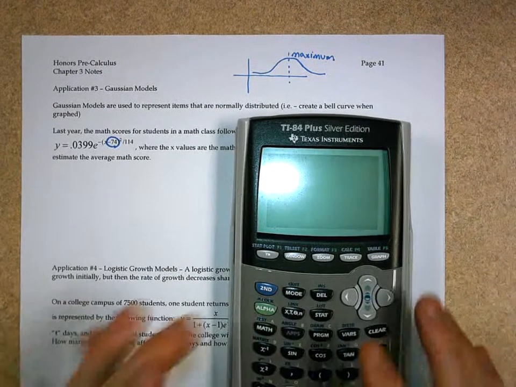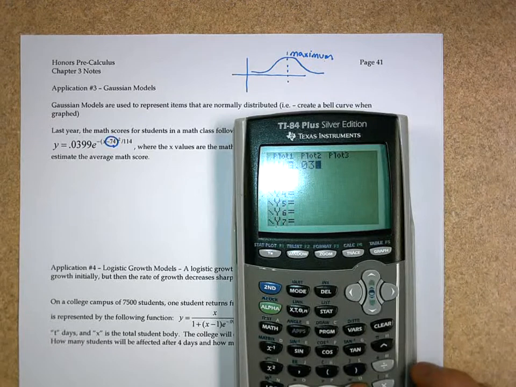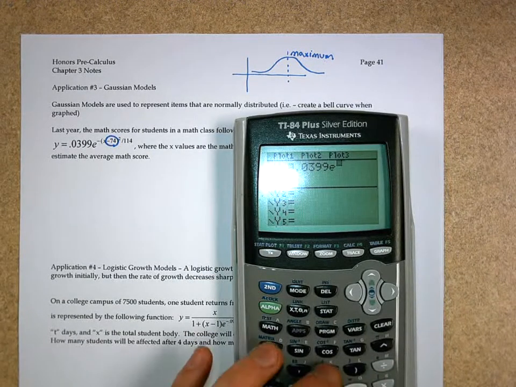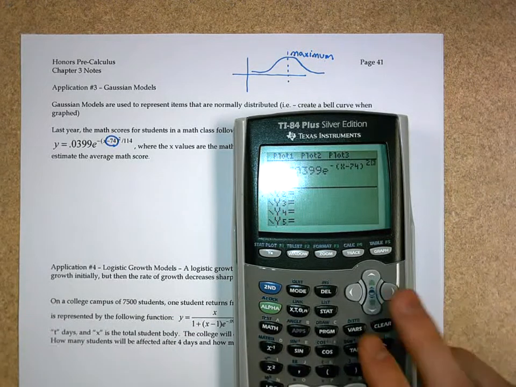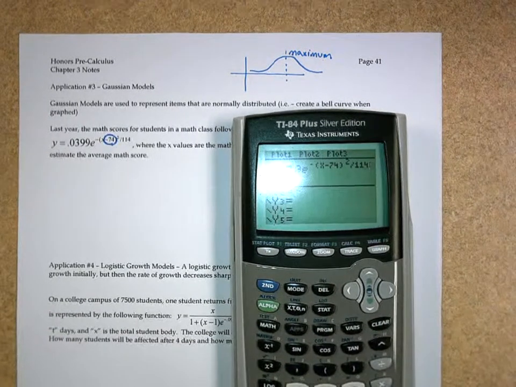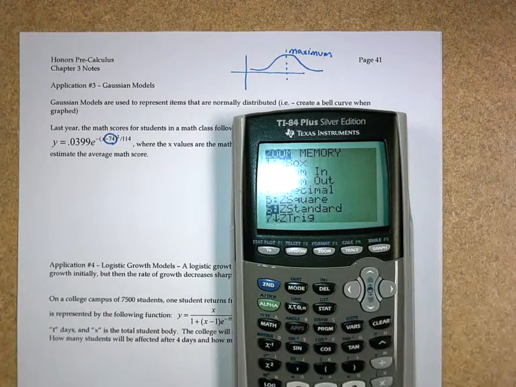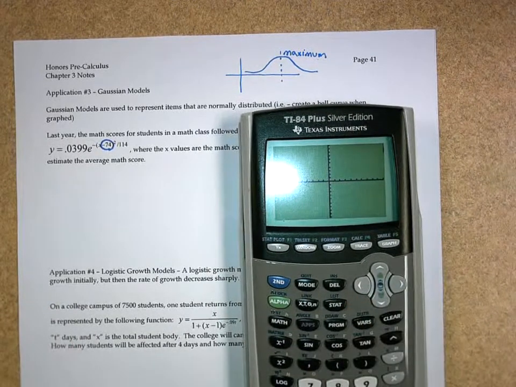So we'll start by plugging it into our calculator into the y equals area: 0.0399 e raised to the negative (x minus 74) quantity squared divided by 114. Now if I go to my normal zoom standard view and graph it out, I'm not going to see too much. And the reason for that is that the numbers we're working with are so small.